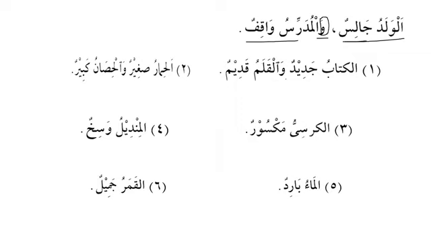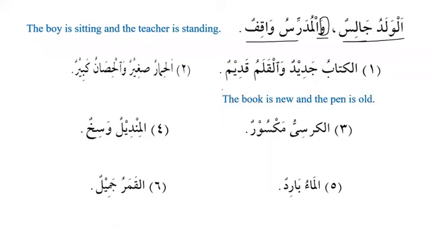Excellent. Similarly, we have al-kitabu jadidun wal-qalamu qadimun. The book is new and the pen is old. Al-himaru saghirun wal-hisanu kabirun. The donkey is small and the horse is big. So please refer to the vocab. It's very, very important. It will help us a lot to try to memorize all these new words.